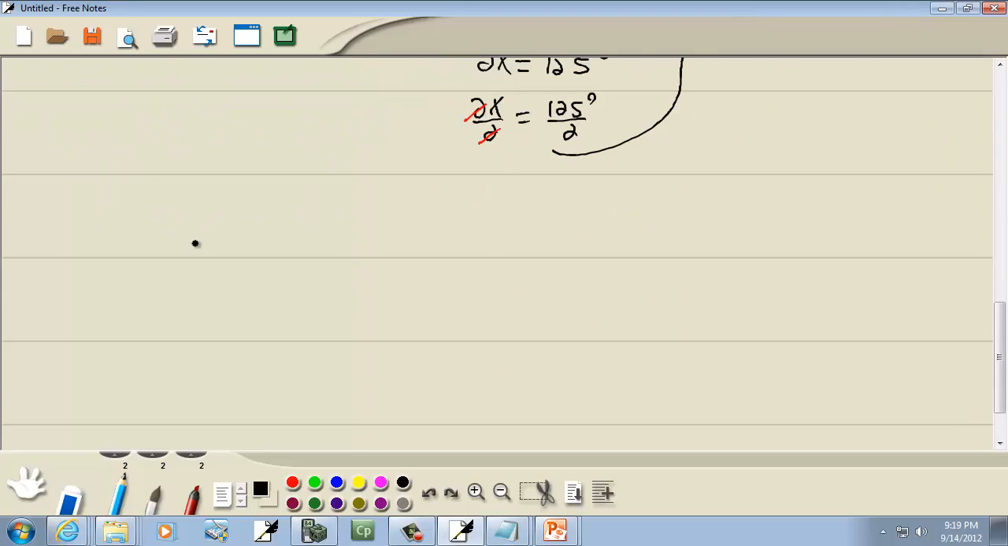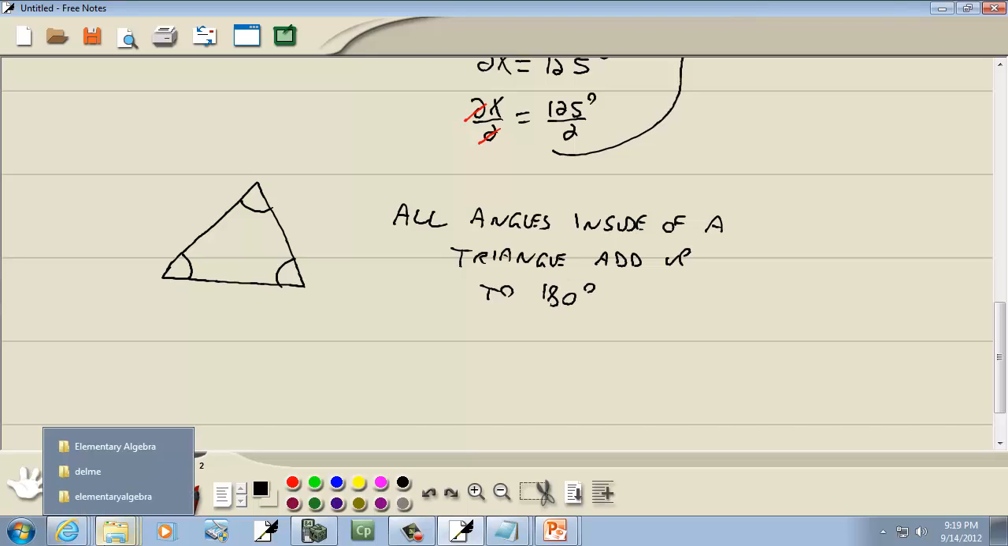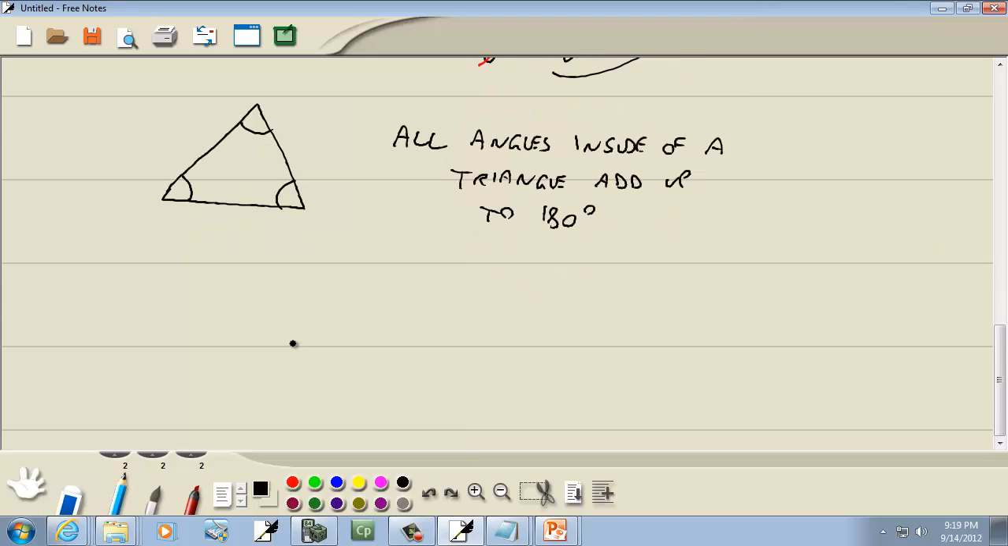Now if we got a triangle, that's what the next problem is referring to. Well, we got an angle here, we got an angle here, and we got an angle here. All the angles inside of a triangle add up to 180 degrees. So they add up to 180 degrees.